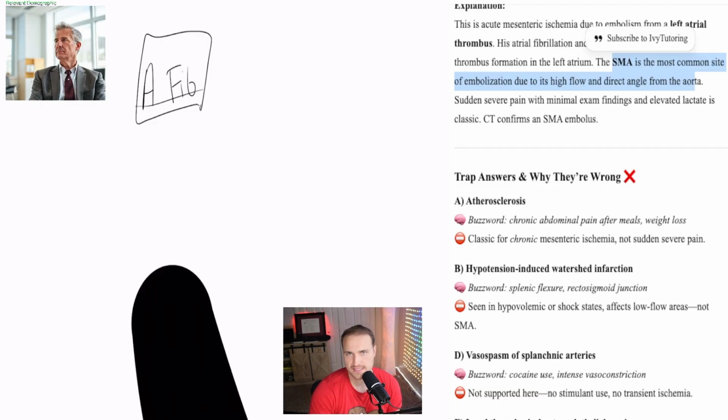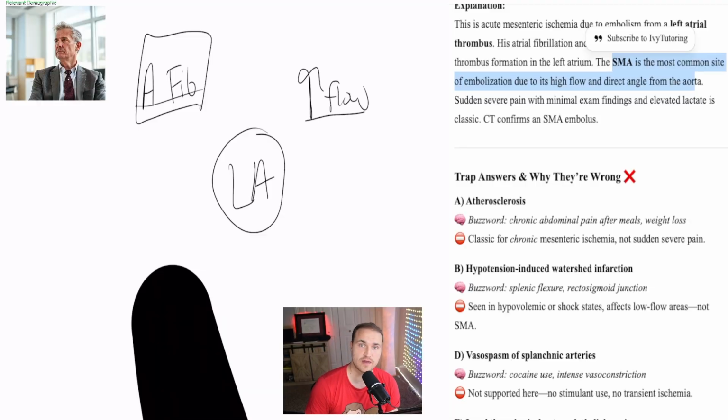So AFib causes the stasis of the blood in the left atrium, especially when it's enlarged, such as in mitral stenosis. And so that leads to thrombus formation, embolization to systemic circulation, and the superior mesenteric artery is super susceptible. Why? Because it's got high flow. A lot of blood going through there, and it's also got a narrow angle. And so you can have a sudden occlusion of the SMA that causes ischemia, and that's why the small intestine is having problems, and the transverse colon are having problems.